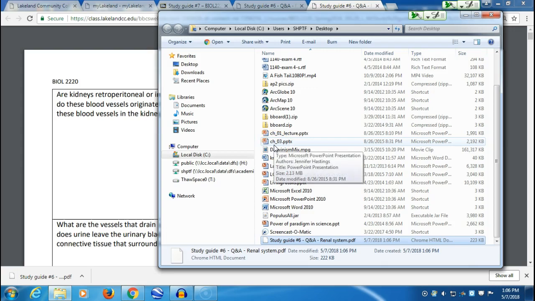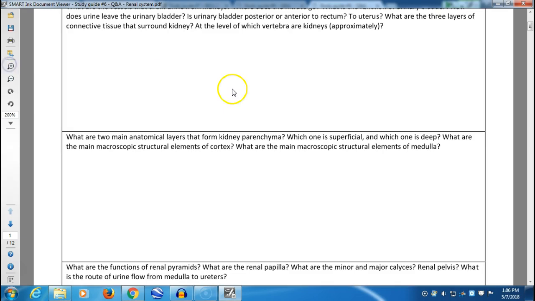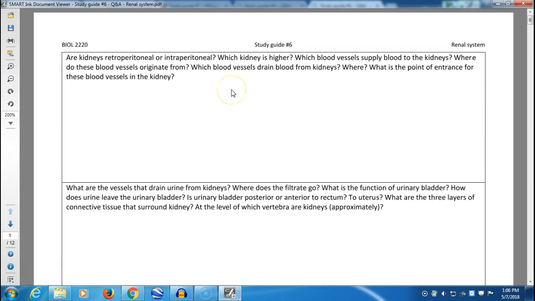Okay, so kidneys, are they retroperitoneal? They are, right? Which kidney is higher? So left, because you have liver on the right side. Which blood vessels? Renal arteries, renal veins. So where do those blood vessels originate from? Aorta.